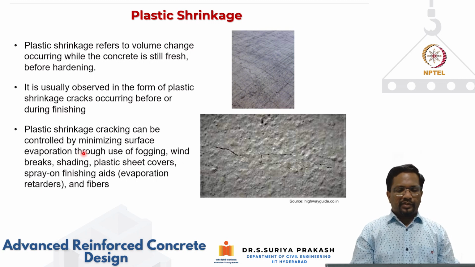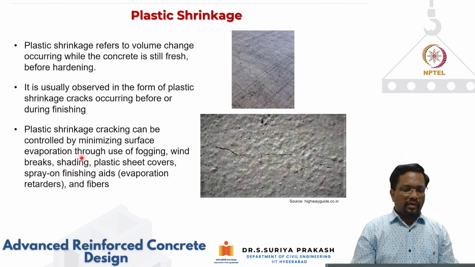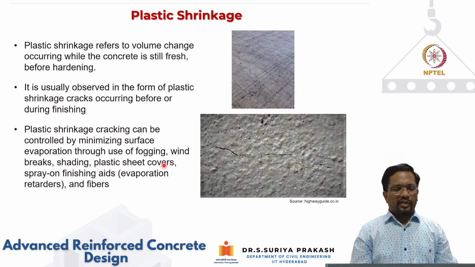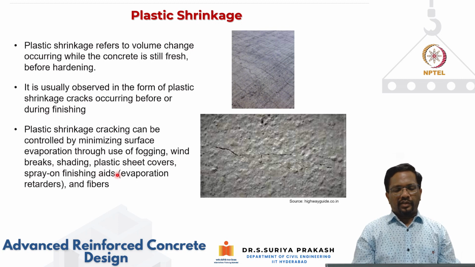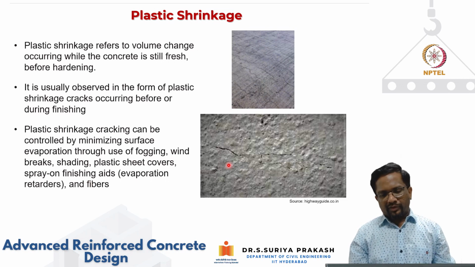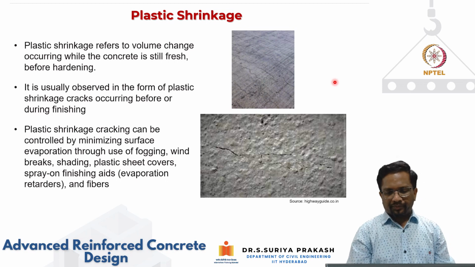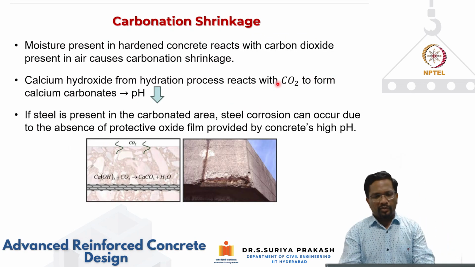surface evaporation, either through use of fogging or wind breaks, or you completely shade the cast concrete, or cover it with plastic sheet covers, or you use some spray-on finishing aids. Basically they are evaporation retarders, or by using some synthetic low elastic modulus fibers. They also help to reduce this plastic shrinkage crack. Okay, there is one more shrinkage called carbonation shrinkage.